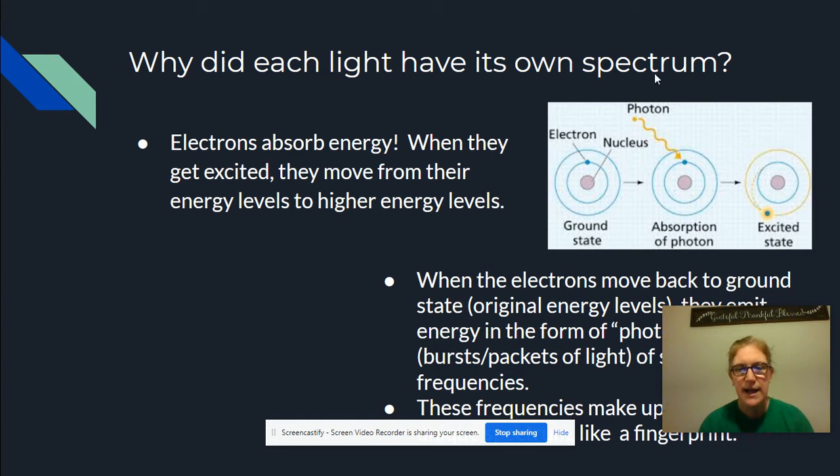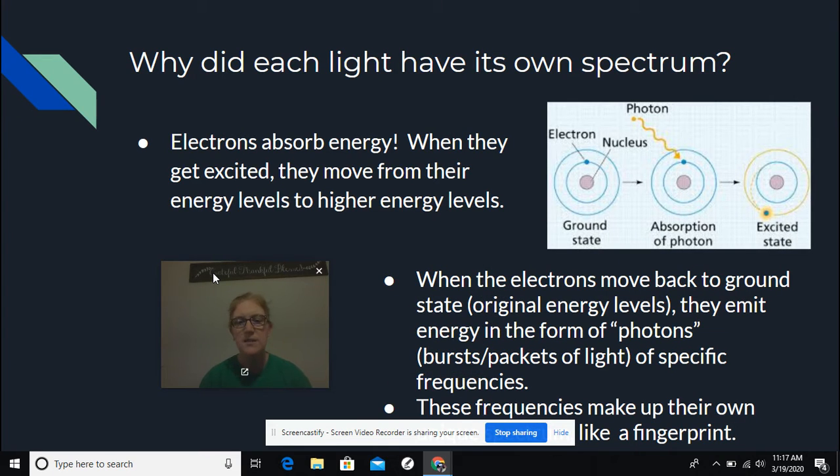Now, when electrons move back to ground state, they emit energy in the form of photons. Photons are tiny little packets of light, and they have specific frequencies. Those frequencies make up their own little blueprint. So every element, whenever it gives off a certain amount of energy, that becomes its own little spectrum, its own little spectral graph. And every element has that. It's like its fingerprint.